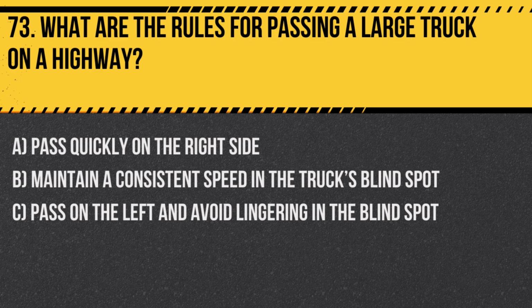Question 73. What are the rules for passing a large truck on a highway? A. Pass quickly on the right side. B. Maintain a consistent speed in the truck's blind spot. C. Pass on the left and avoid lingering in the blind spot. Answer: C. Pass on the left and avoid lingering in the blind spot. Trucks have larger blind spots, so it's safest to pass quickly and efficiently on the left where the driver can better see you.